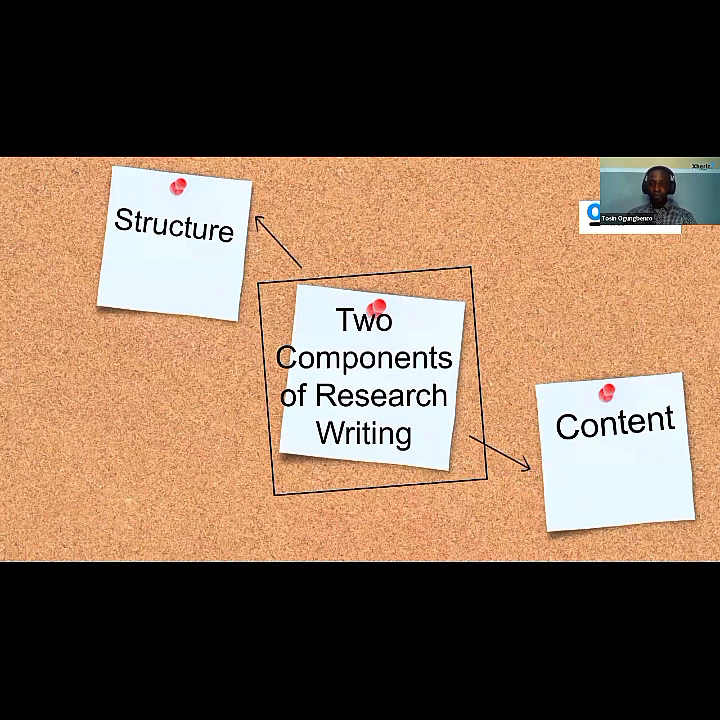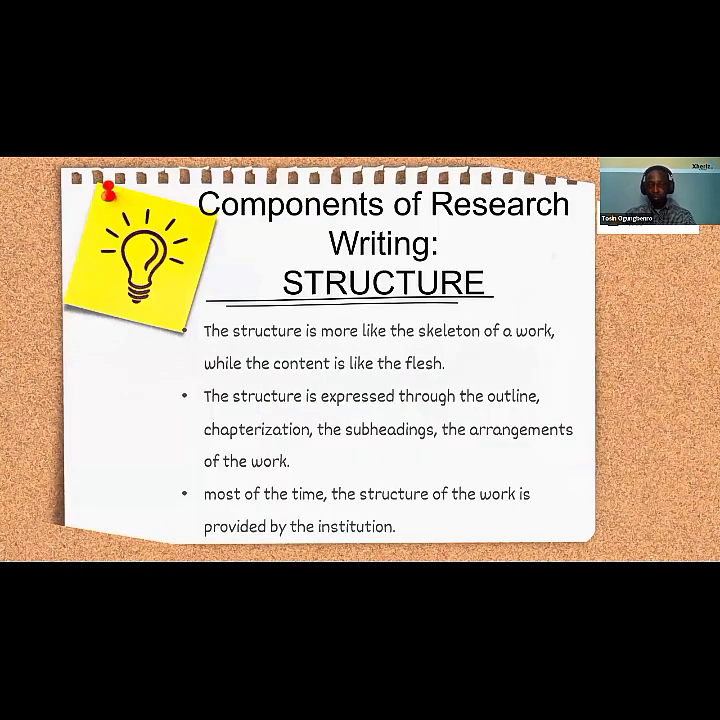And then on the other hand, we have content. So let's look at what structure is. Like I said, structure is more like the skeleton of a work, while content is like the flesh. So your structure is expressed through your outline, your chapterization, your subheadings, the arrangement of your work. Most of the time, structure is not something you have to wrap your head around. Every school provides the acceptable structure they have for your work.